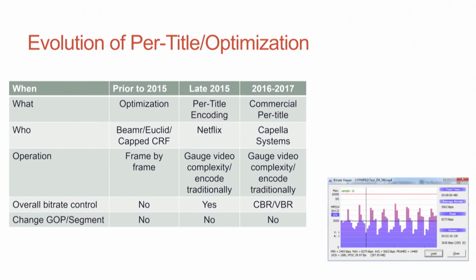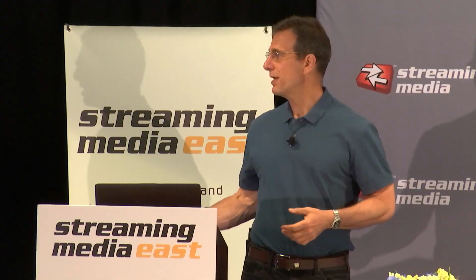In 2016, the first commercial per title encoding systems came out. The Capella Systems Cambria encoder did the same thing Netflix did. They gauge complexity and apply a traditional encoding technique. So if you want VBR or CBR, you can have VBR or CBR. And we'll look at how this works in a moment.